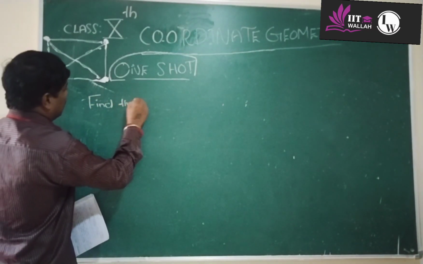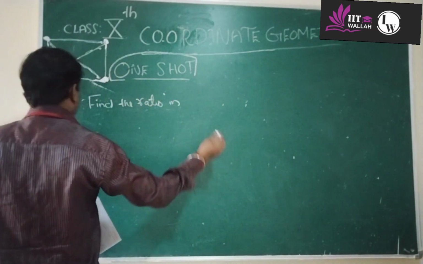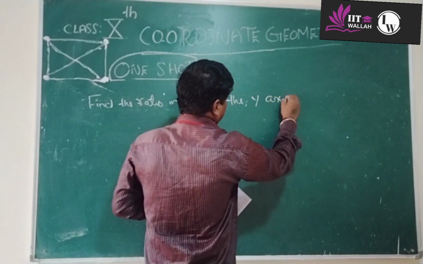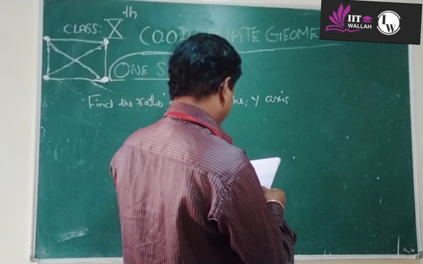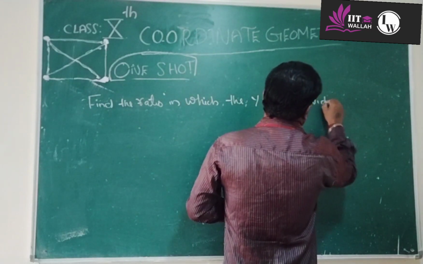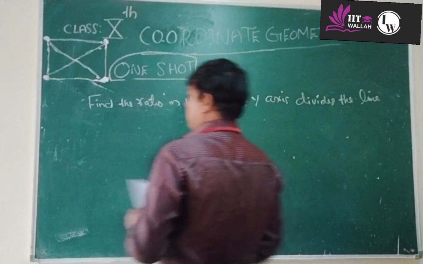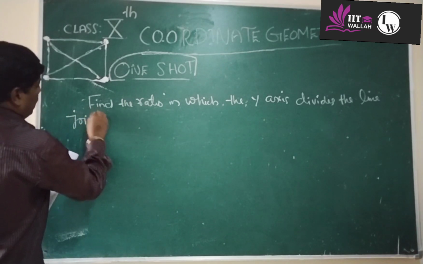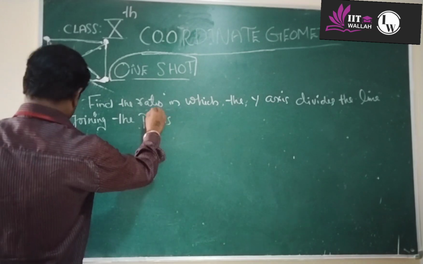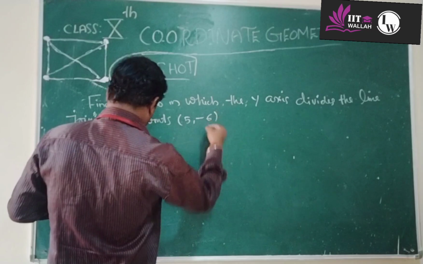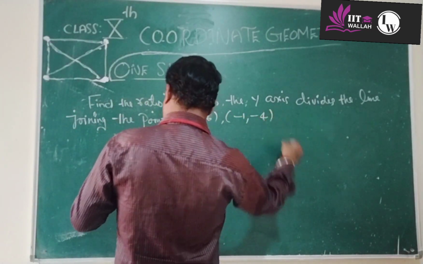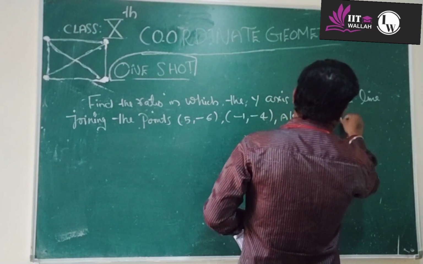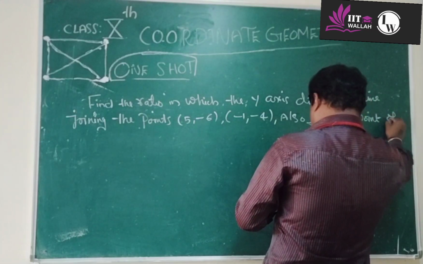Find the ratio in which the y-axis divides the line segment joining the points 5, minus 6 and minus 1, minus 4. Also find the point of intersection.